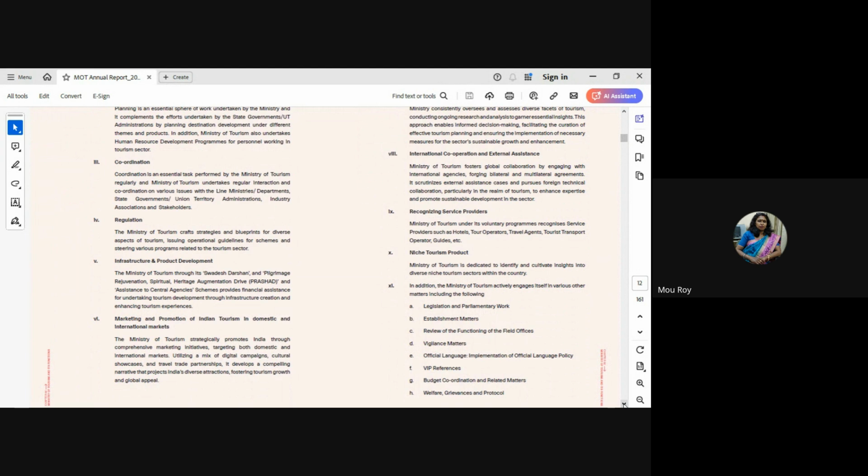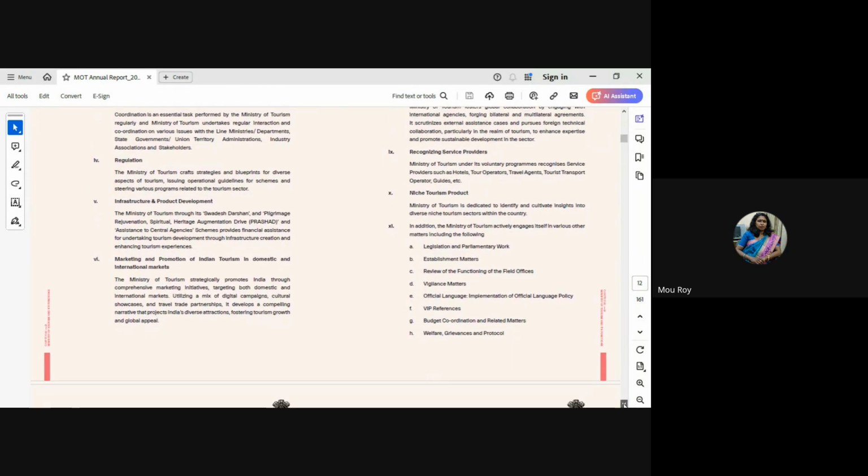The Government of India also has service providers, that's IRCTC, Indian Railways Catering and Tourism Corporation. IRCTC comes under the Government of India. Then there's another travel agent, Balmer Lawrie, that is also Government of India, and Ashoka Travels. These are the three travel agents which come under Government of India, and the rest are all private. The Ministry of Tourism recognizes the service providers, like hotels, tour operators, travel agents, tourist transport operators, guides, etc.